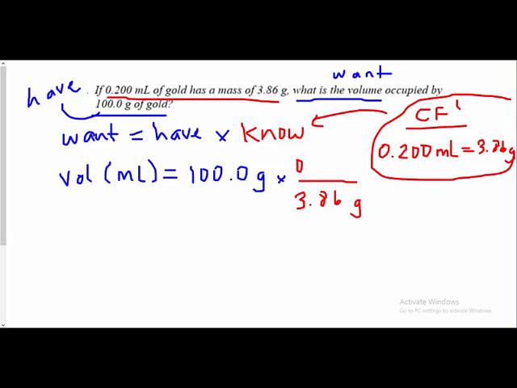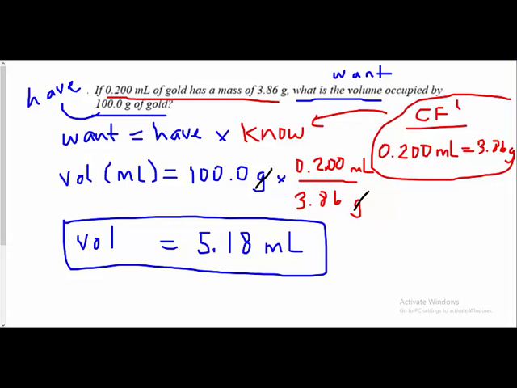The other half of it, 0.200 milliliters, is going to go on the top. And right away, I cancel out my units of grams, and I'm only left with milliliters. That's what I want. I'm ready to calculate this out. So my volume is equal to 100 times 0.2 divided by 3.86, and my answer comes out to 5.18. Am I done? No, I'm not. I must put my units in my answer. There they are, milliliters, and there's my final answer.